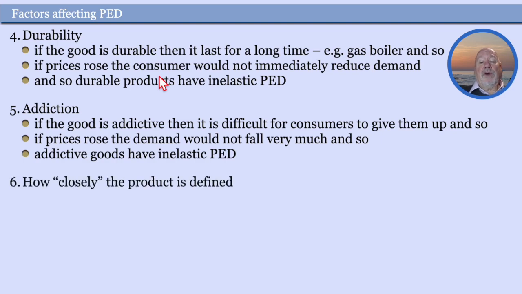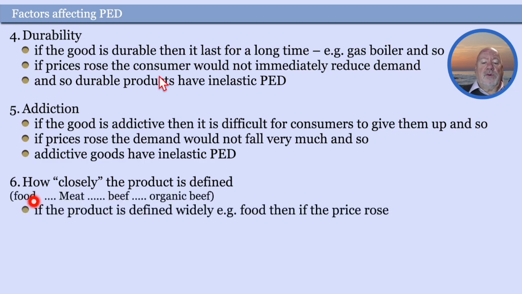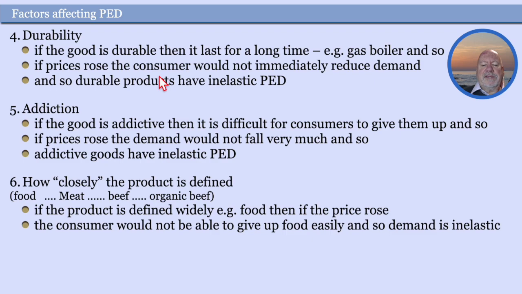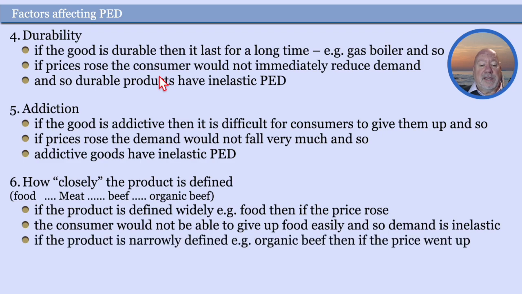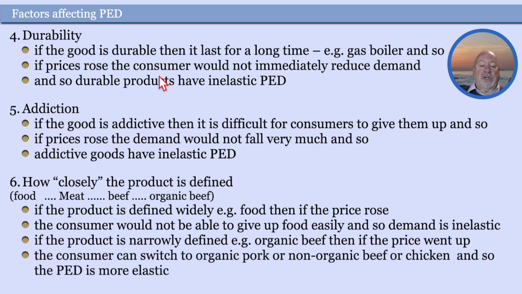And finally, how closely is the product defined? Interesting one, this. If you've got, let's say, food, as opposed to meat, which is a subsection of food, or beef, which is a subsection again, if the product is defined widely, let's say just food, if the price rises, you can't give up food very easily, obviously, and so demand is inelastic. But if you were talking about organic beef, all right, a very narrowly defined product, then if the price goes up, I think you can work it out, you can switch to organic pork, or instead of beef, you could have pork or chicken or anything like that.